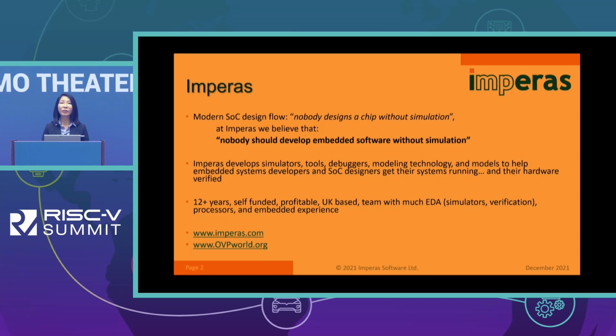A brief introduction of Imperas. No one tapes out a SoC without simulation. At Imperas, we believe no one should release software without simulation either. Imperas develops simulators, models, and tools to help embedded software developers and also processor designers and SoC designers. We're based in the UK. We've been established for over 12 years. We're self-funded, and we have plenty of customers worldwide.